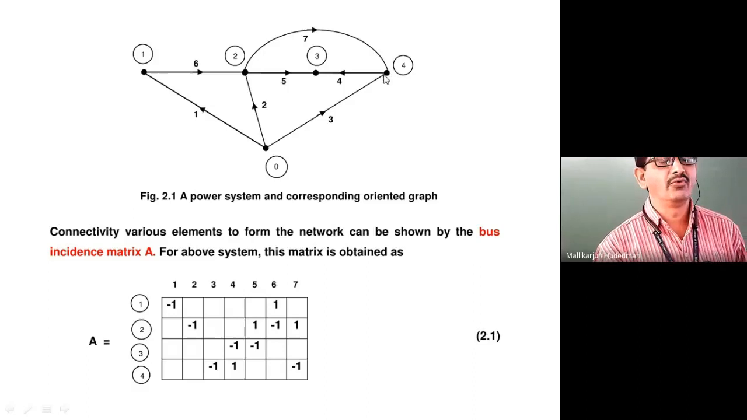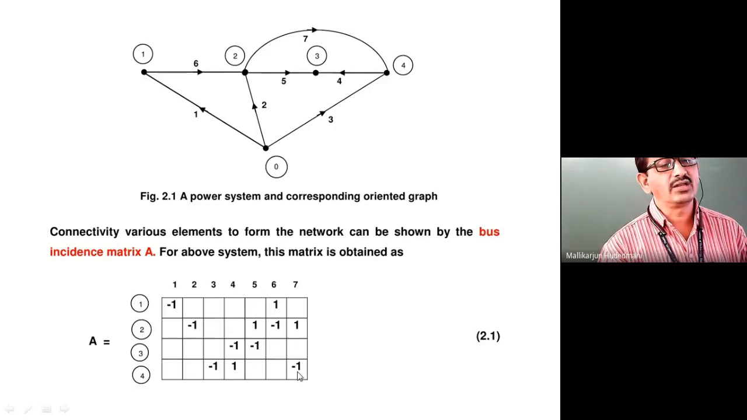And at bus number 4, you will find 3 of the elements. Element number 3 is inward, element number 4 is outward, element number 7 is inward. So you will find it. 1 is 0, 2 is 0, I am at bus number 4, fourth row. 1 is 0, 2 is 0, 3 is minus 1, 4 is plus 1, 5 is 0, 6 is 0, and 7 is minus 1. That's the end of our A bus.